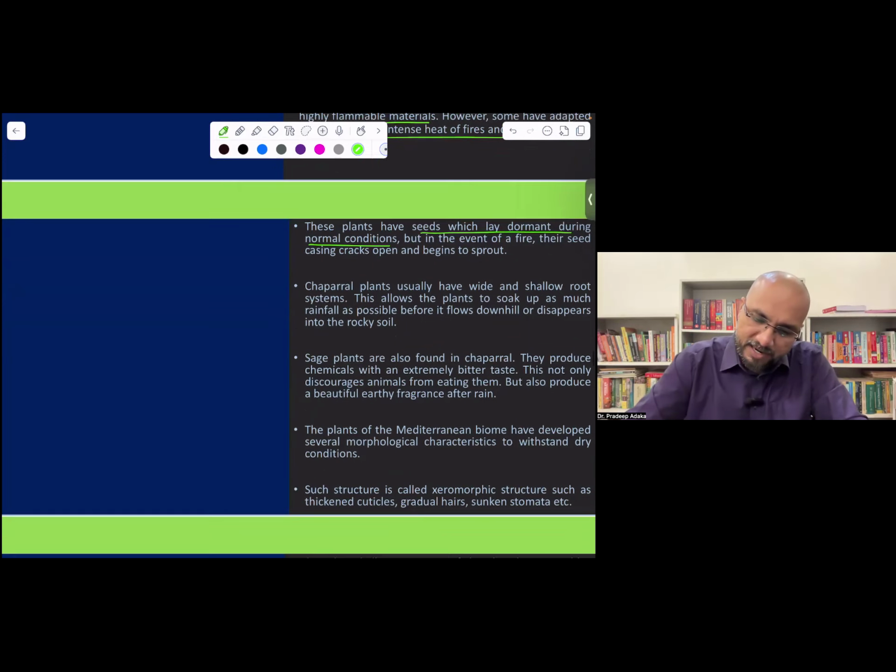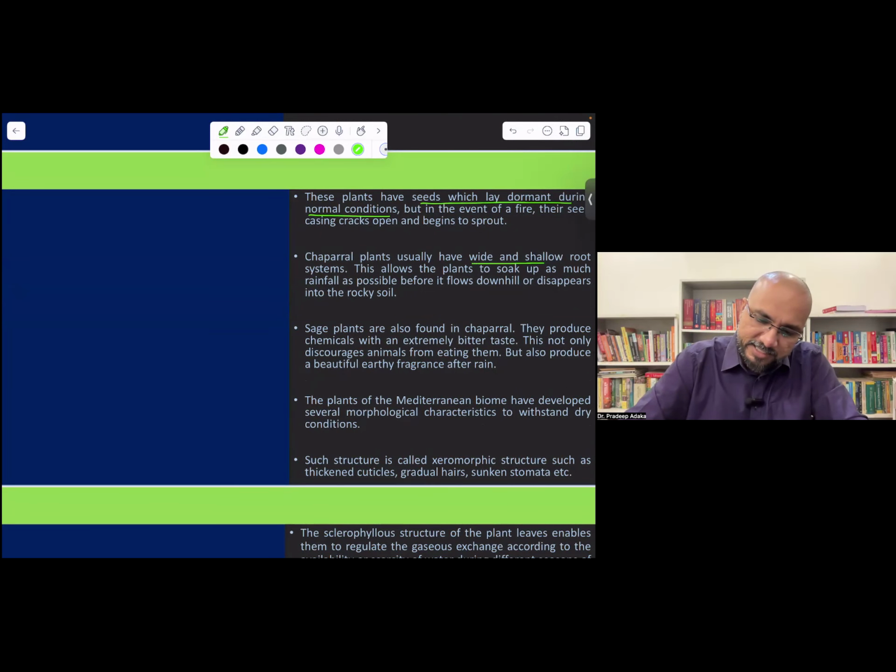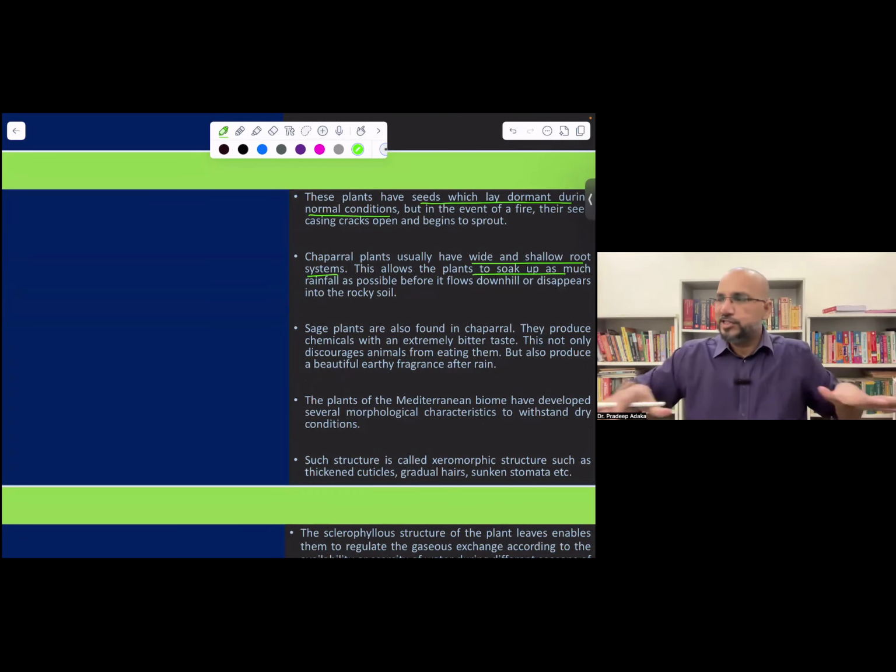and the seed will germinate. Chaparral plants have a wide and shallow root system. This allows them to soak up moisture from the maximum area. The lateral spread is more than the depth. The root system spreads laterally more.